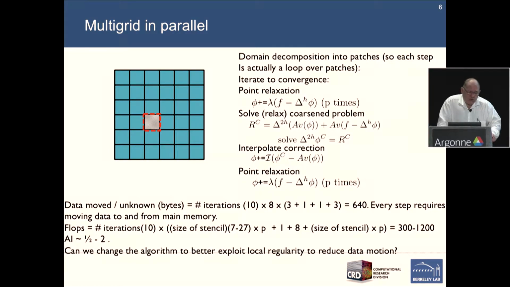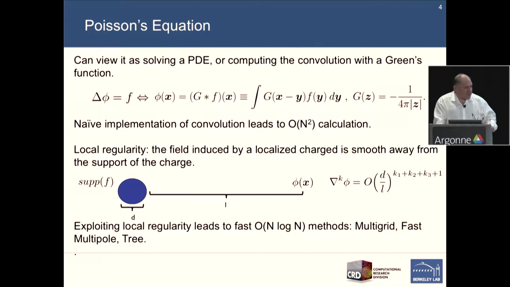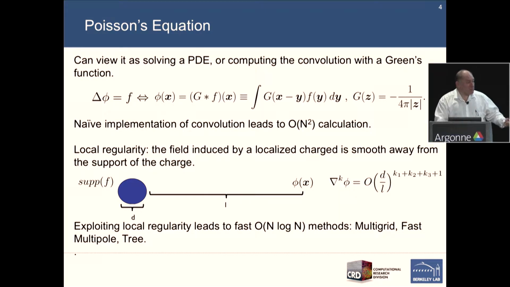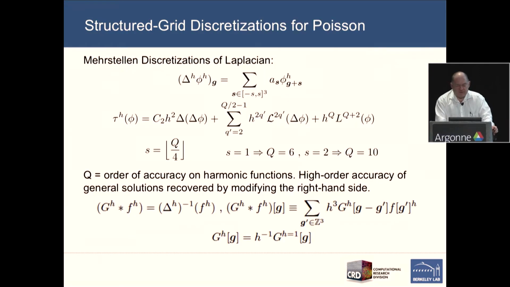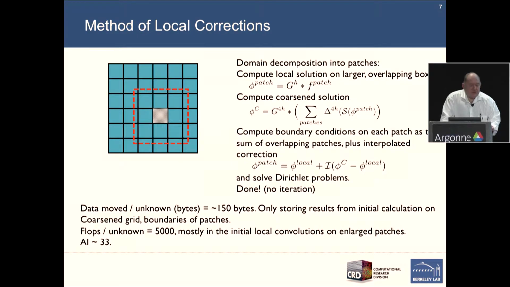So is there any way to change the way we do this in order to better exploit local regularity to reduce data motion? This argument says that the coupling is so smooth, it should be representable by a small number of degrees of freedom. But it's not being represented that way in multigrid. The assertion is that's an artifact of the specifics of multigrid, not what you have to do in order to solve the problem. So here's a second algorithm.